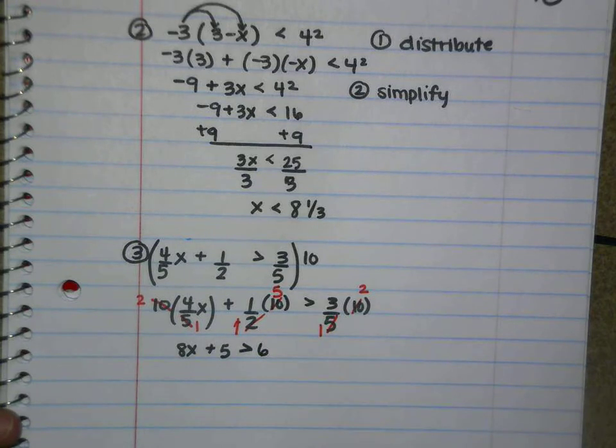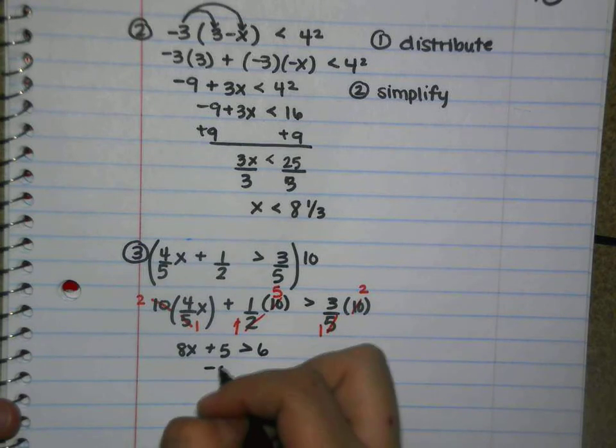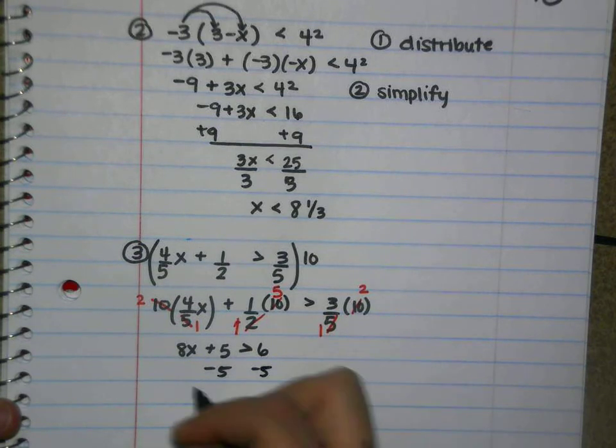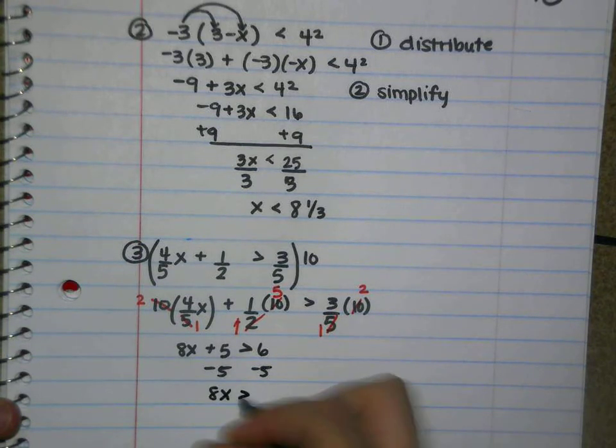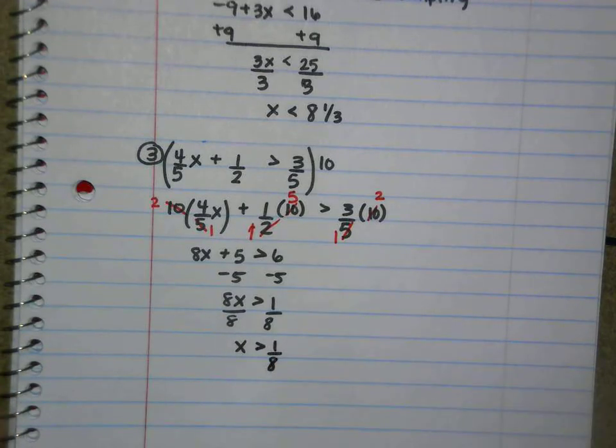Now look at that. We have it much more simplified. We're going to subtract 5 from both sides. We're going to have 8x is greater than 1, and then we're going to divide both sides by 8, and we're going to have x is greater than 1/8. Okay?